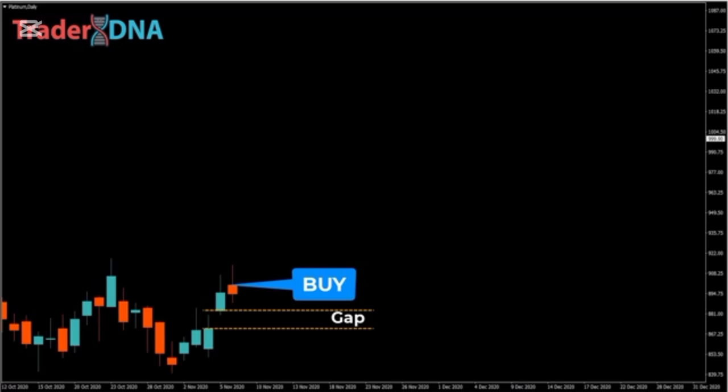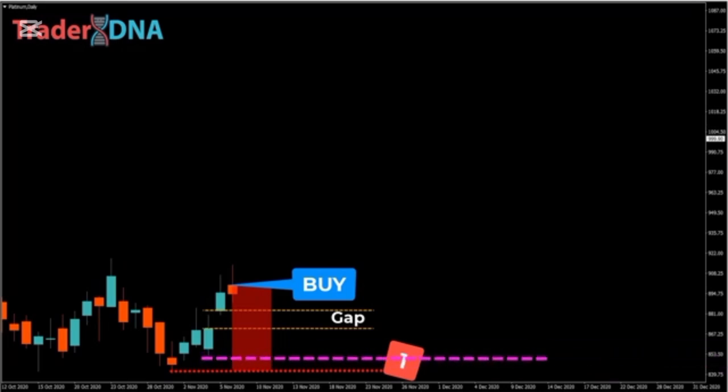Now, where should you place your stop loss? There are two solid options and each has its own advantage. One, conservative stop loss. Place it at the nearest swing low. This gives your trade more room to breathe, reducing the risk of getting stopped out too early. But remember, wider stop equals smaller risk-reward ratio.